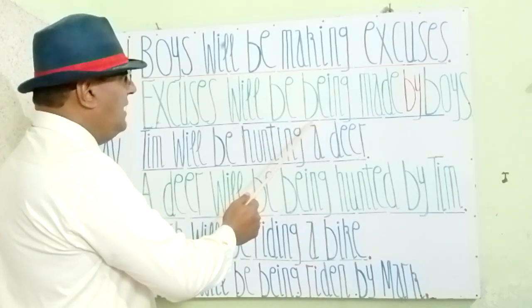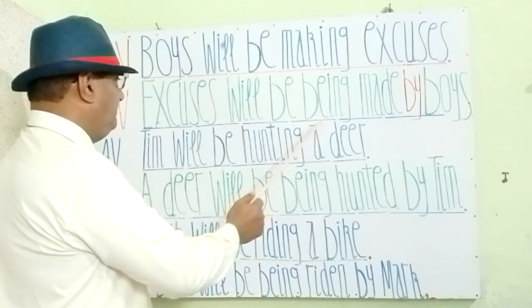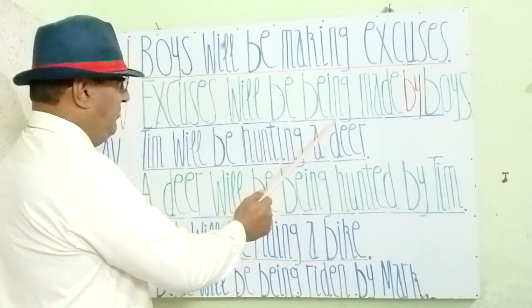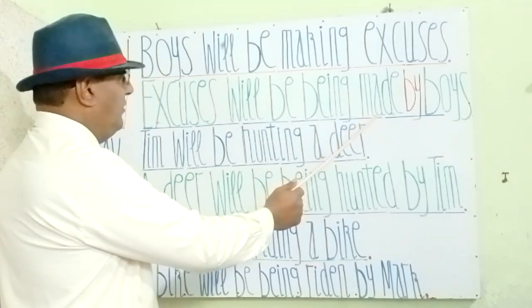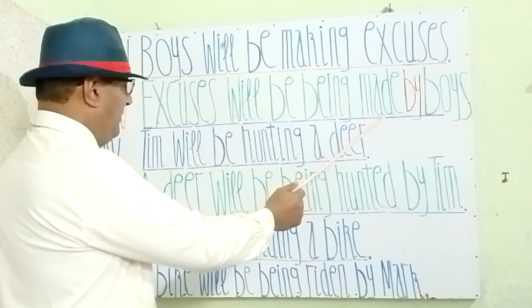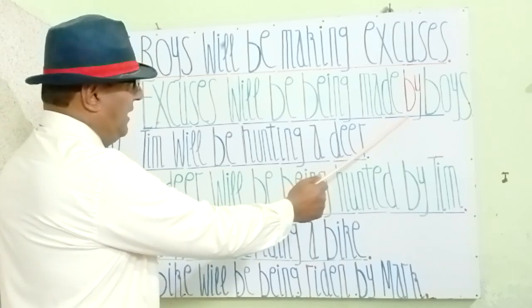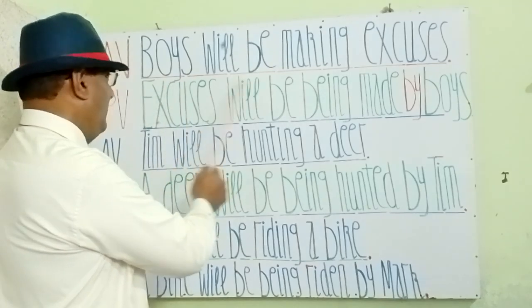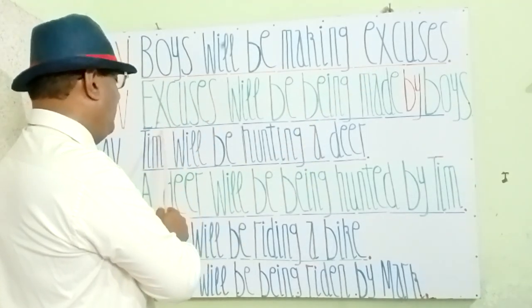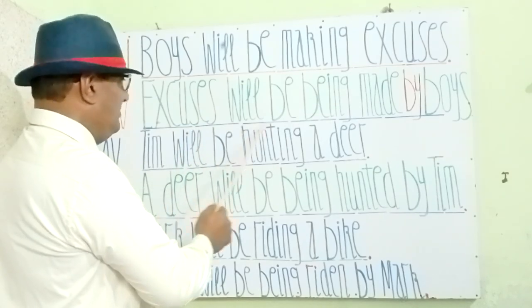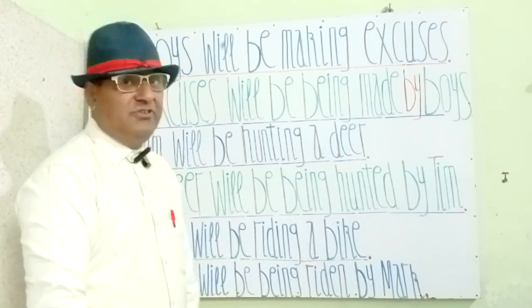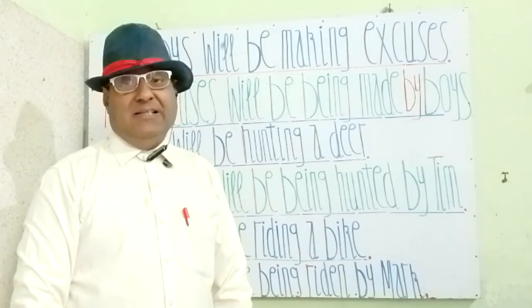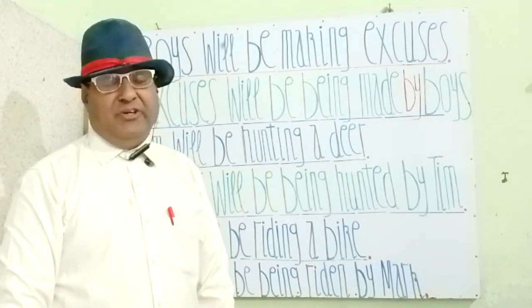So being is added in passive after writing will be in all passive voice of future continuous tense. So excuses will be being, and the third form of verb make is made. Excuses will be being made by boys, and boys will come here as an object, as the rule says that subject and object will replace each other. So the passive statement is excuses will be being made by boys. Being is an addition in change of passive.